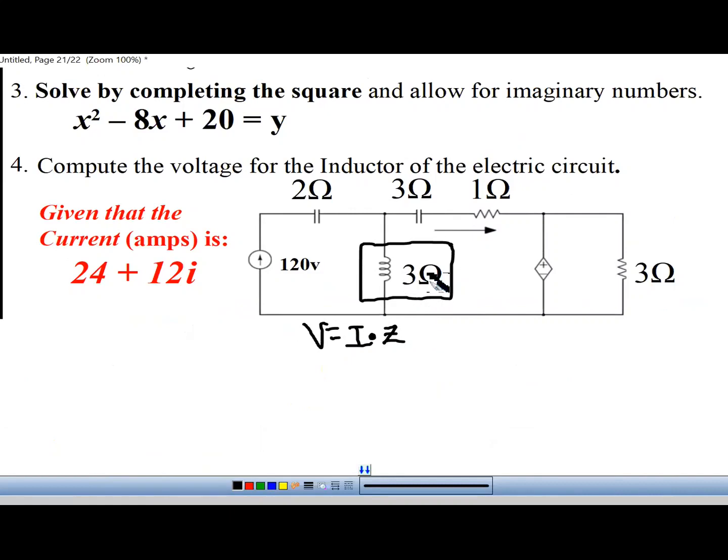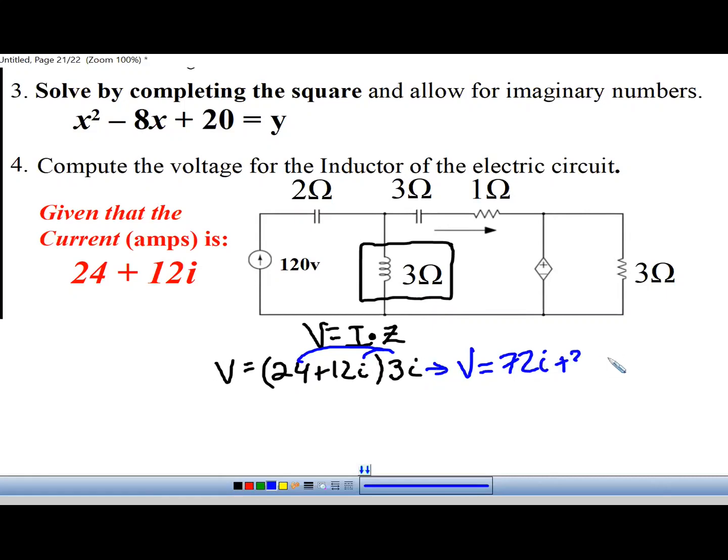So if this is 3 ohms, the impedance is 3i. The current given is right here, 24 plus 12i. We're going to distribute the 3i to multiply that. That's going to give us our voltage. So let's see, distribute. So we end up with V equals 3i times 24, that's 72i. 3i times 12i, that's positive 36i squared.